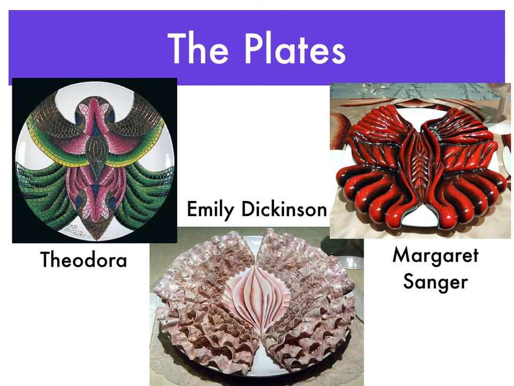The middle image is the plate of Emily Dickinson, 1830 to 1886.